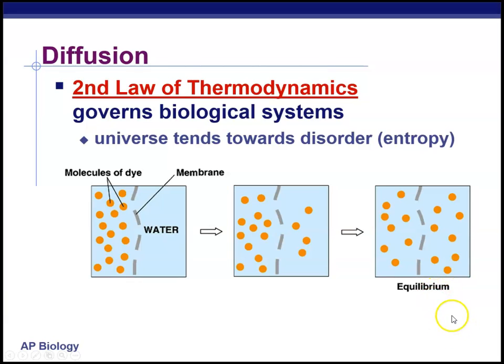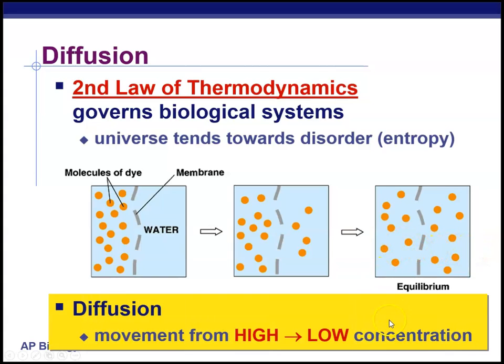Now, it does not mean that after equilibrium that everything just stops. There will be a continual movement of molecules across this membrane. It's just that when equilibrium is reached, the amount moving to the left will equal the amount moving to the right. Remember, diffusion is movement from high to low concentration.